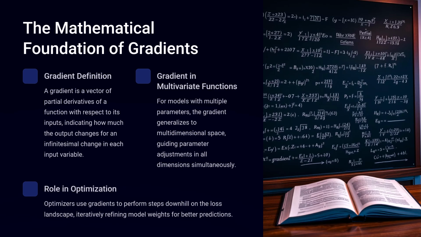Gradient in multivariate functions. For models with multiple parameters, the gradient generalizes to multidimensional space, guiding parameter adjustments in all dimensions simultaneously. Role in optimization. Optimizers use gradients to perform steps downhill on the loss landscape, iteratively refining model weights for better predictions.